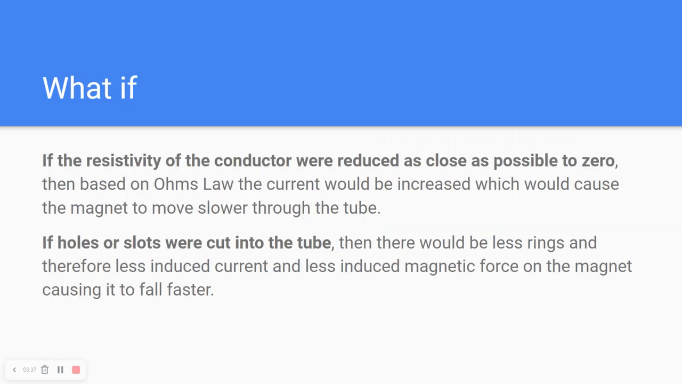So the what if. What if the resistivity of the conductor was reduced to as close as possible to zero? Then based on Ohm's law of V equals IR, the current would increase as the R decreases to keep a constant voltage, which would cause the magnet to move slower through the tube as there would be a greater resistance due to Faraday's law due to the increased current. So what if holes or slots were cut in the tube? Then there would be less rings and therefore less induced current and less induced magnetic force on the magnet, which would cause it to fall faster due to there not being a counteractive force.